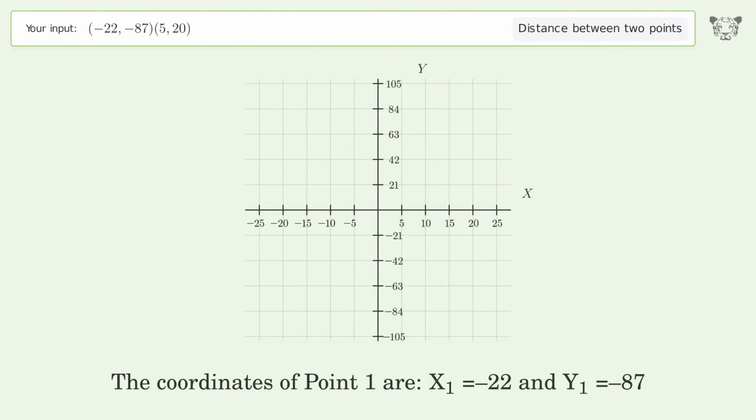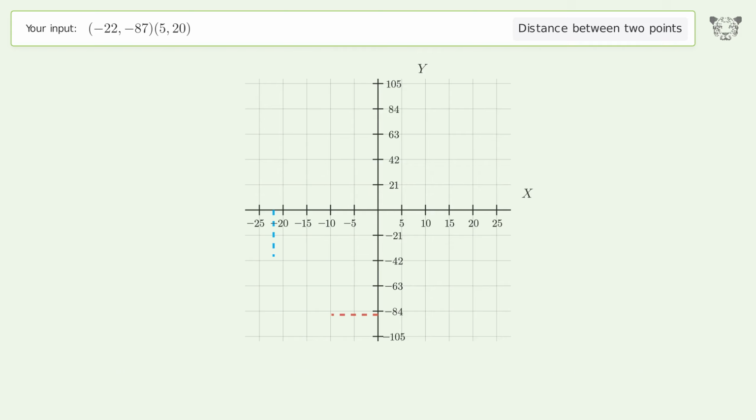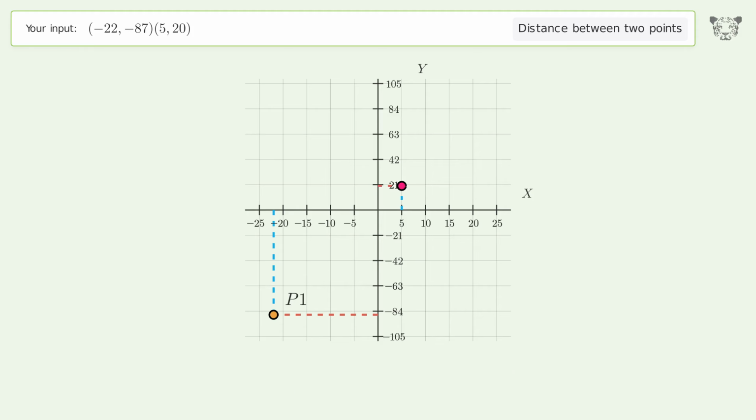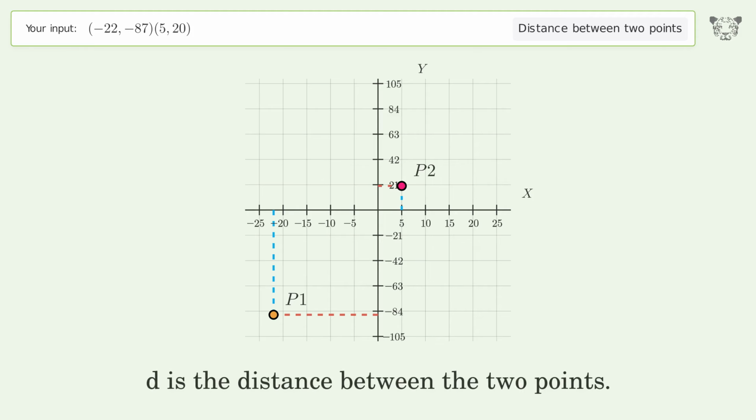The coordinates of point 1 are x1 equals -22 and y1 equals -87. The coordinates of point 2 are x2 equals 5 and y2 equals 20. D is the distance between the 2 points.